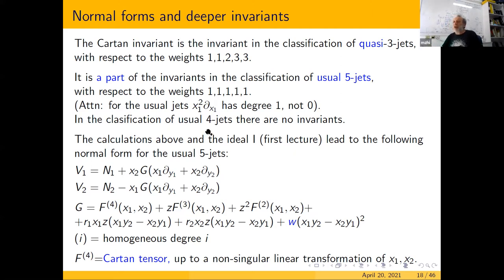And first, if you speak about usual jets, then there are no invariants in usual four jets of a 2C5 distribution, but there are in five jets. And the formulas I gave you also give a normal form for usual five jets. Here are these formulas, the same normal form, but now it is a function G which has several parts. The first part is a homogeneous polynomial, and it is the Cartan tensor. The Cartan invariant is the Cartan tensor up to a nonsingular linear transformation of x1, x2.